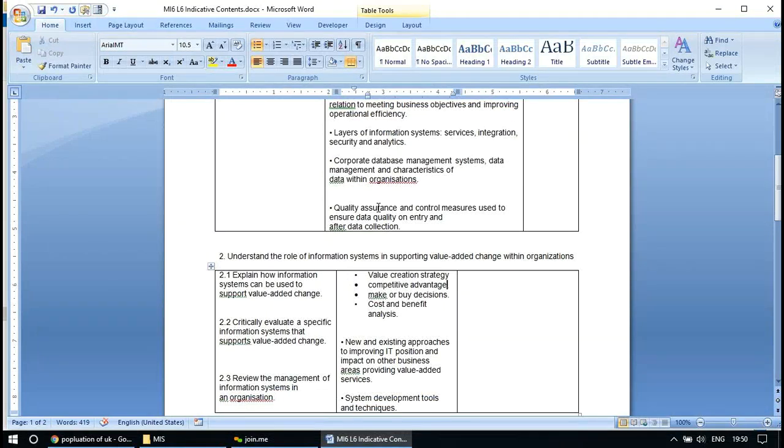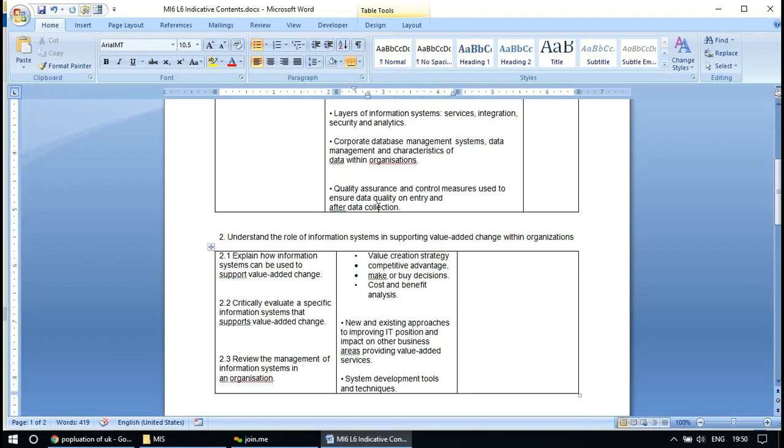Because if we further look at the indicative content, it says new and existing approaches to improving IT position and impact on their business areas, proving value added services. So if we look at the types of information systems, the different types will have different roles in achieving different purposes, because different businesses require different value added things, isn't it?